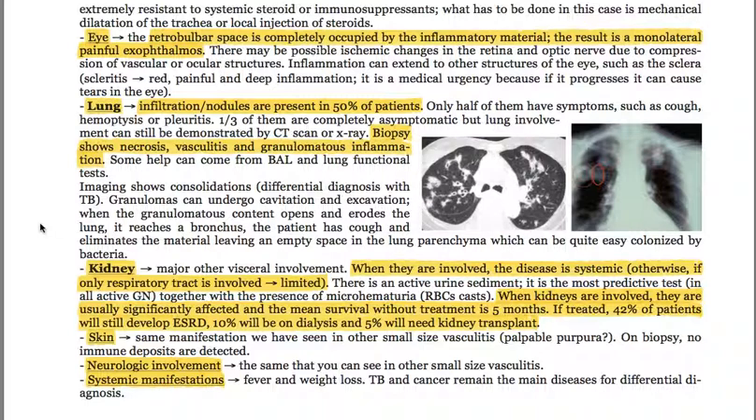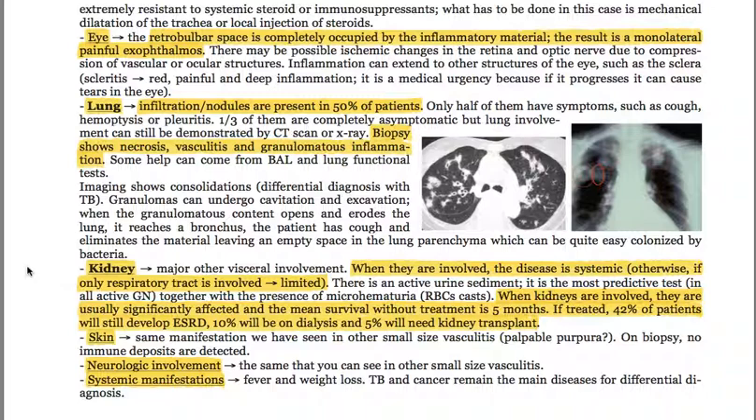Granulomas can undergo cavitation and excavation. When the granulomatous content opens and erodes the lung, it reaches a bronchus. The patient has cough and eliminates the material, leaving an empty space in the lung parenchyma, which can be quite easily colonized by bacteria. Kidney involvement is a major one.